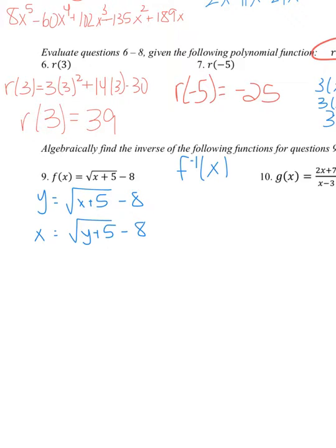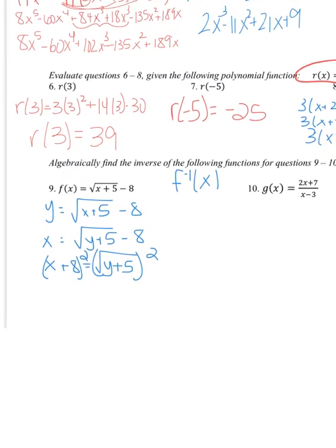Those are my first 2 steps, super easy. The hard step is now solving for y. So to solve for y, I would add the 8 over first. And now I have this square root, that's a problem. To get rid of a square root, I can't get to the plus 5 because it's inside of the square root. To get rid of it, I'm going to square both sides.